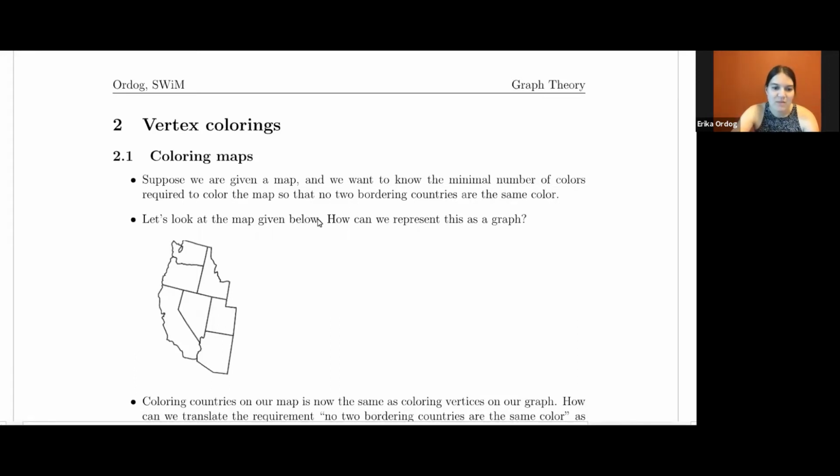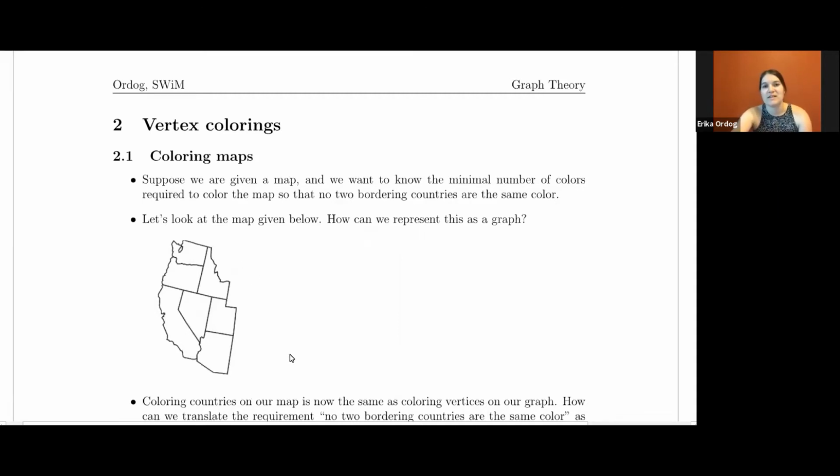Suppose we're given a map, such as this one below, and we want to know the minimal number of colors required to color the map so that no two bordering countries are the same color. So let's look at this map here. We can try to use graph theory to solve this problem. So the first thing we would want to do is try to represent this map as a graph.